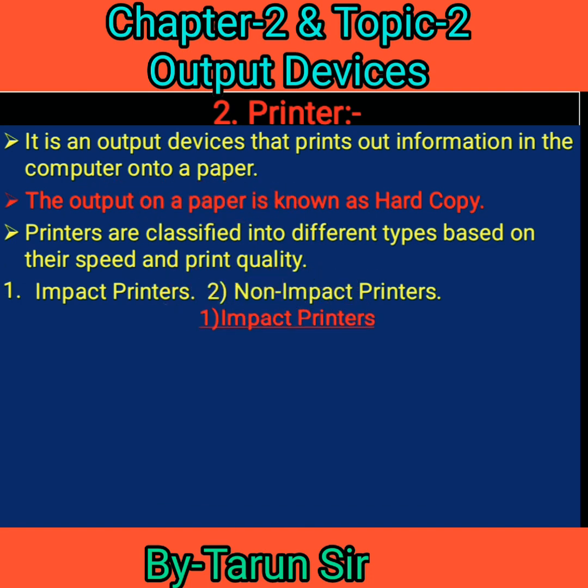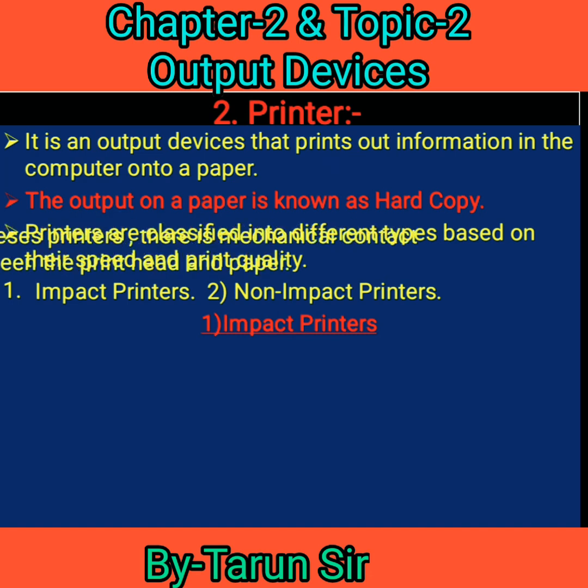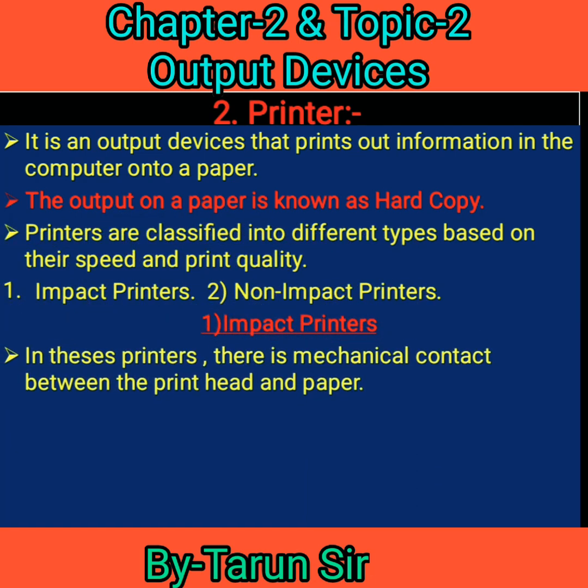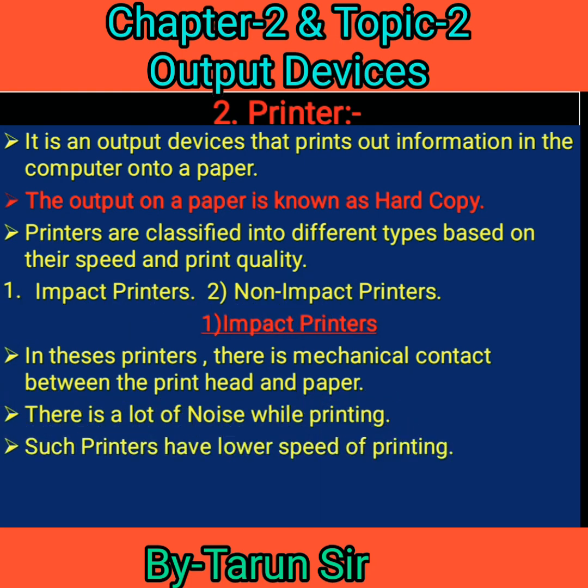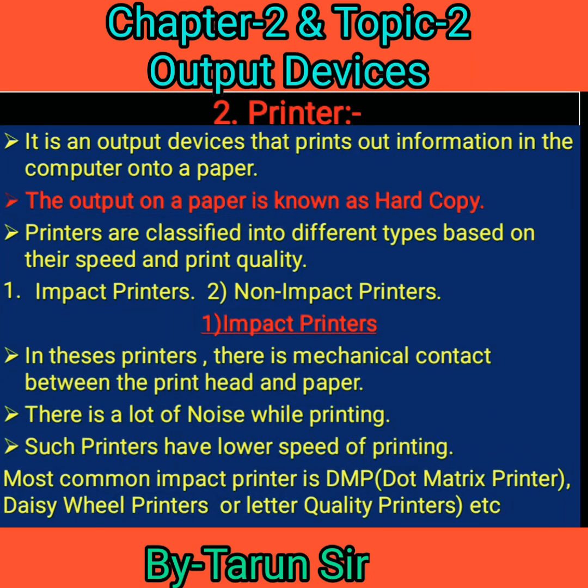Let us discuss impact printers. In these printers, there is mechanical contact between the print head and paper. There is a lot of noise while printing. Such printers have a lower speed of printing. The most common impact printers are DMP, dot matrix printer, daisy wheel printer, or letter quality printers, etc.